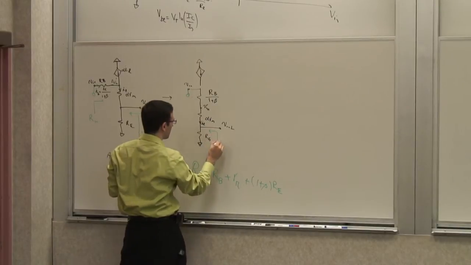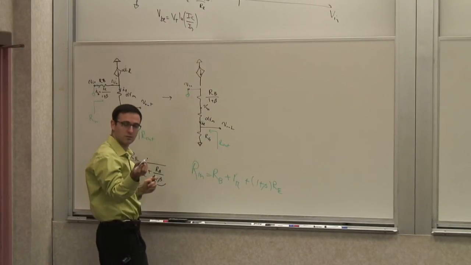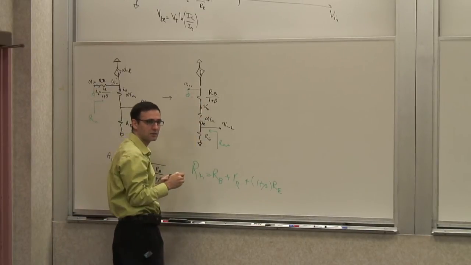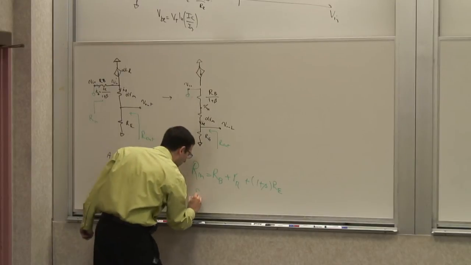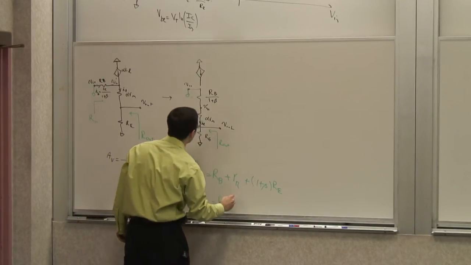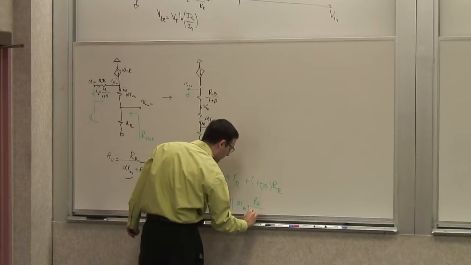What is the impedance looking into here? The parallel resistance. The parallel combination of this guy and the series combination of those, right? So Rout is simply RE in parallel with alpha rm plus RB over 1 plus beta.